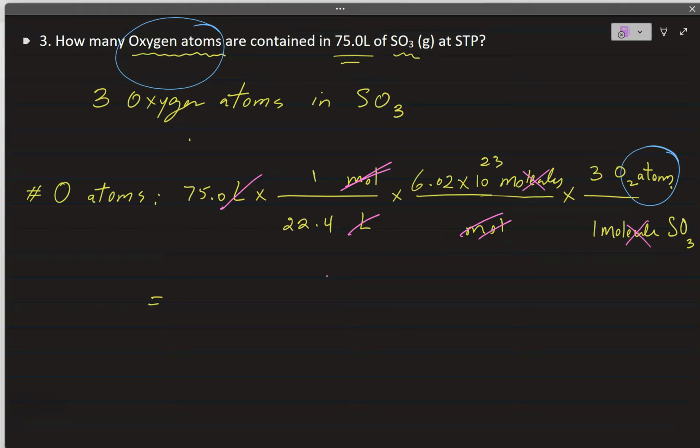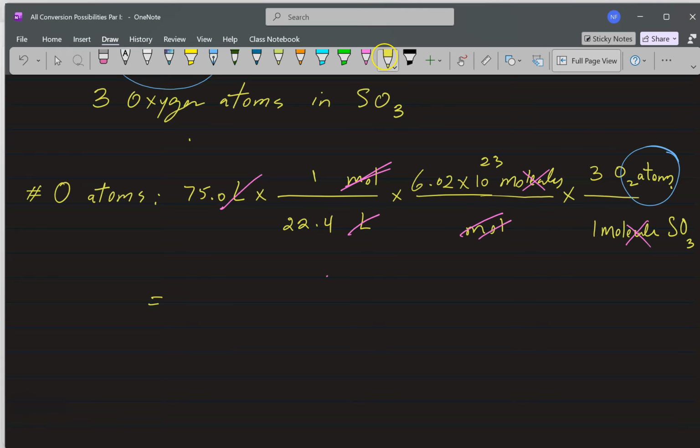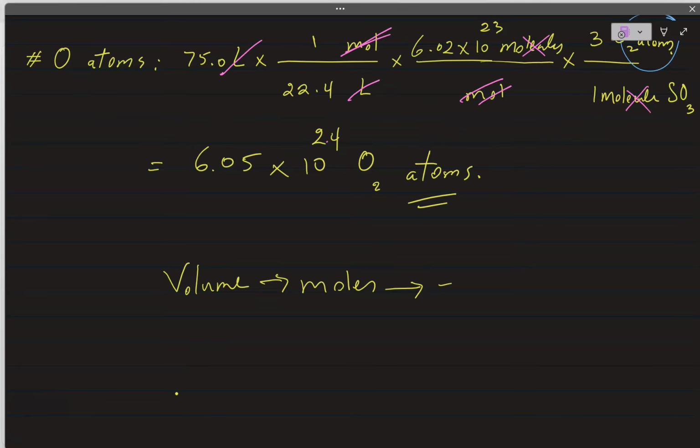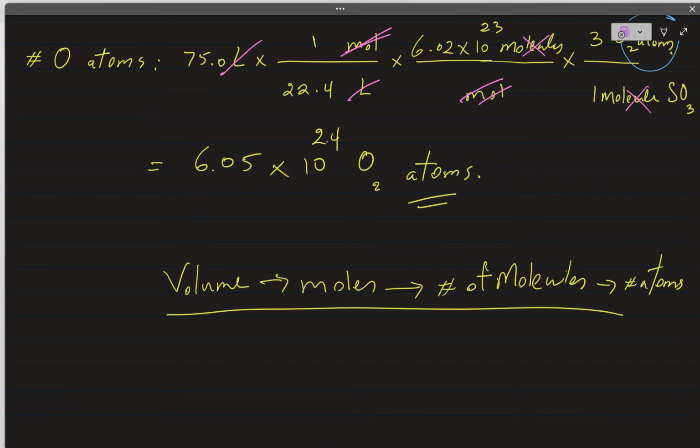That's oxygen atoms. So what do you get at the very end? You will get 6.05 times 10 to the power of 24 oxygen atoms in 75 liter of that gas. Okay, that's how you do this question. So what's happening in here? Well, you went from volume to moles. After moles, you get to the number of particles or molecules, and then the number of atoms. That's what we did.